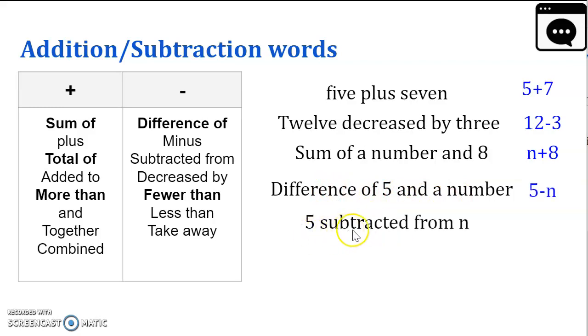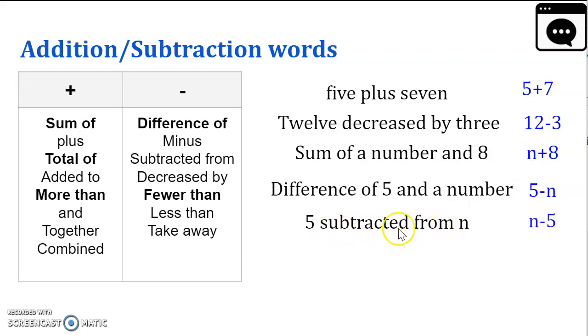How about this one? 5 subtracted from n. I know that subtracted is a subtraction word. Okay, so is that going to be 5 minus n, just like the previous one? But this says it's subtracted from n. So what are we starting with, and what are we taking away? We're starting with the number n, and we're taking away 5. So in this case, it's not 5 minus n, but it's actually n minus 5. So it's n minus 5 here.